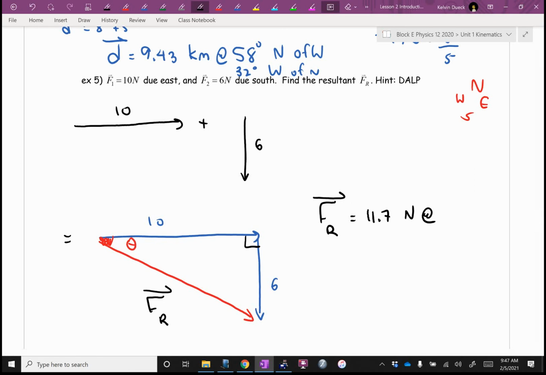That 6, is it opposite, adjacent, or hypotenuse? What about that 10? And you'll notice I'm not bothering to use this 11.7, just in case we got it wrong. I'm not going to use it to find the angle unless I have to, because why get a wrong answer accidentally? Which trig function? Tan? Oh, cool. Opposite, 6, over adjacent, 10. How big is angle theta?